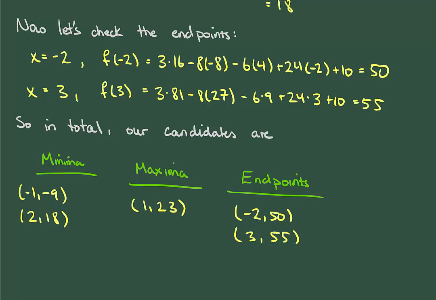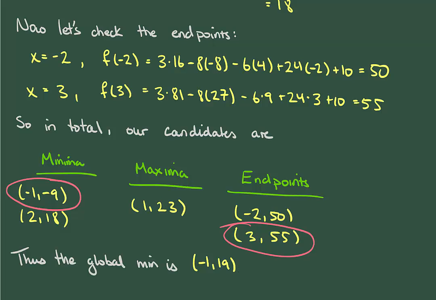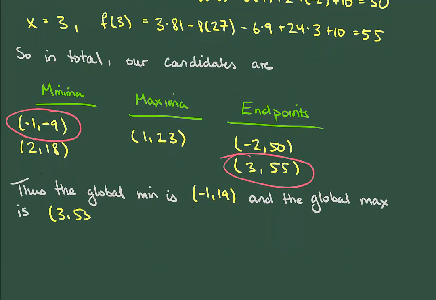The global minimum and maximum are those points which have the smallest and largest values of f respectively. Thus, the global minimum occurs at the point -1, -9, and the global maximum occurs at the point 3, 55. So be sure to remember to check your endpoints because it's really easy to forget that these can be potential maxima and minima.